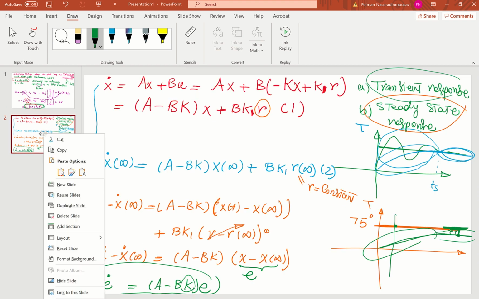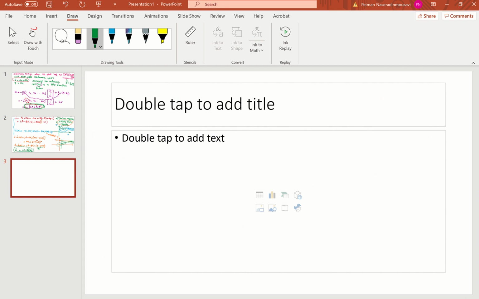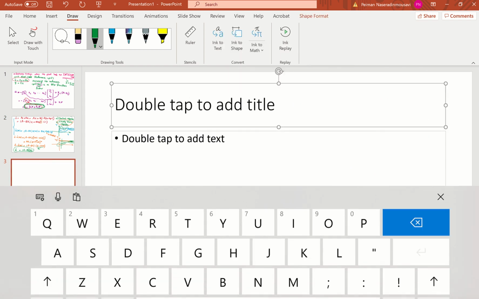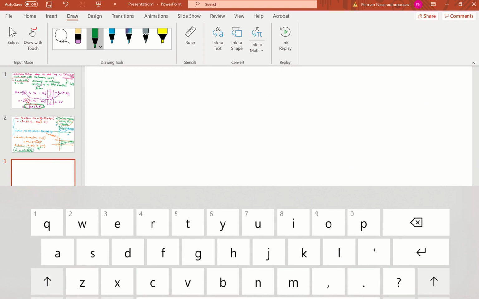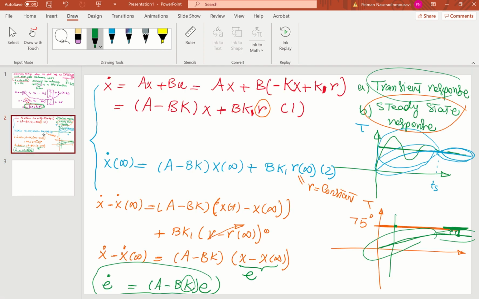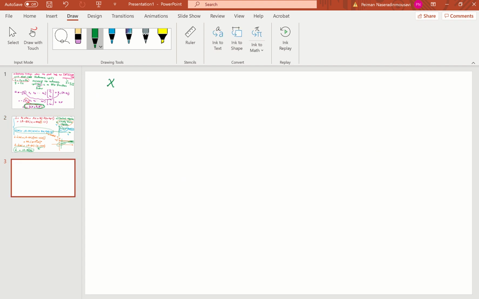Okay, so if I want to summarize, first let me write equation number 2 here. So what you're going to have is that x dot at time infinity is equal to (A minus BK), this is the gain matrix that you're going to design, times x at time infinity plus BK1R.